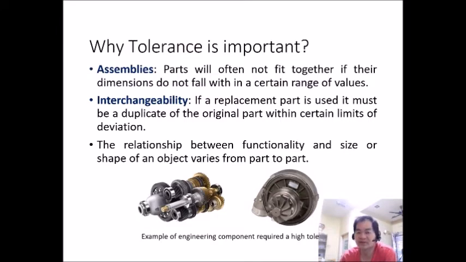And why is tolerance important? In assemblies, parts will often not fit together if their dimensions do not fall within a certain range of values. Interchangeability: if a replacement part is used, it must be a duplicate of the original part within certain limits of deviations. The relationship between functionality and size of the shape of an object varies from part to part. An example of an engineering component requiring a high tolerance is a gear inside the gearbox. Actually, it requires a very high tolerance.